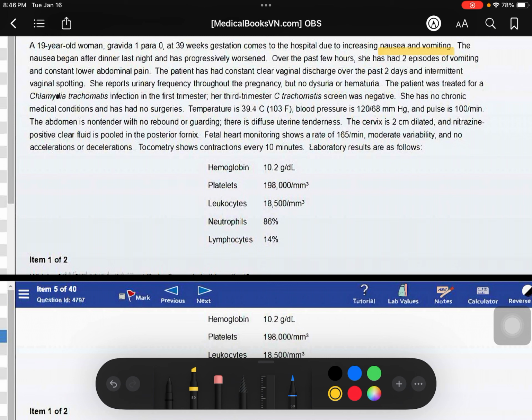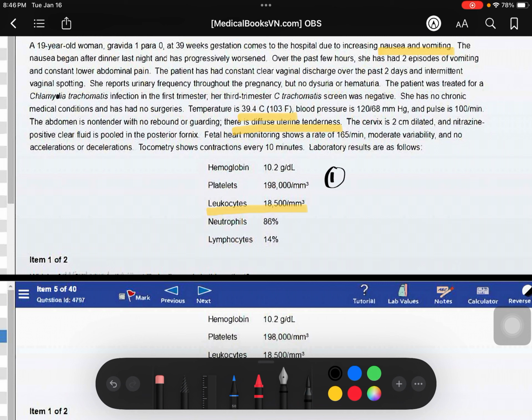The second hint is that the patient's temperature is 39.4 centigrade. This is the second hint. And the third hint is that there is diffuse uterine tenderness. The first hint is the patient is suffering from vomiting. The second one is that the temperature is raised, 39.4 centigrade. The third one is diffuse uterine tenderness. And the fourth one is leukocytosis.